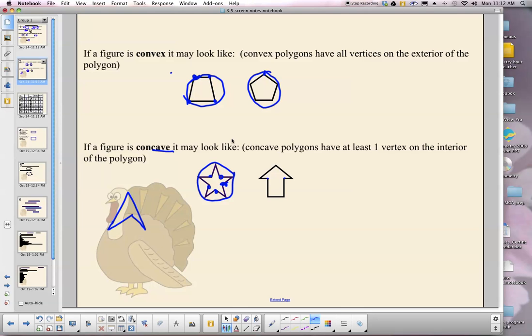For the most part, we only talk about convex polygons. They're the ones that follow the rules of geometry. Concave ones do not usually follow the rules. So other than being able to name them and look at their symmetry, that's pretty much all we do in terms of concave polygons.